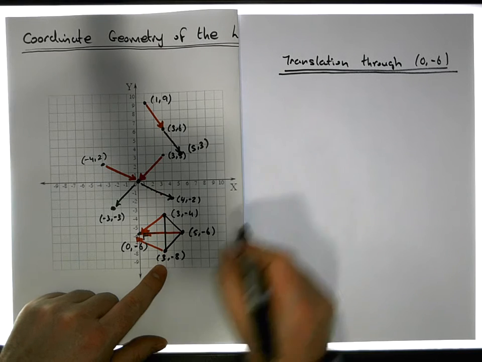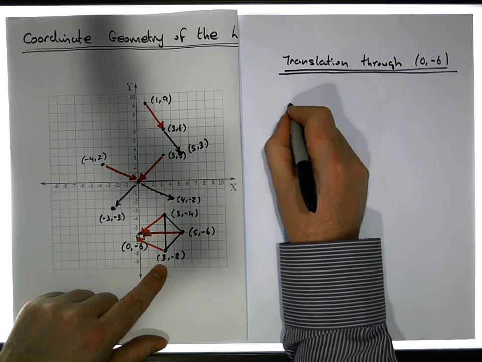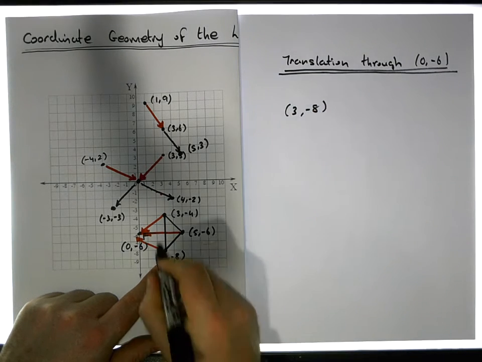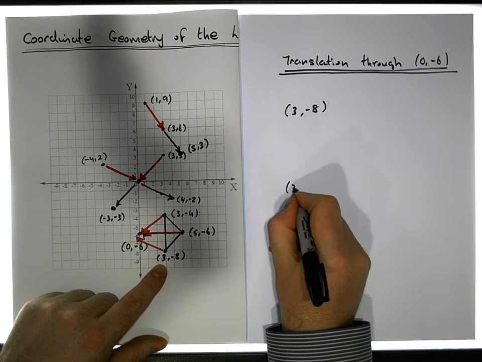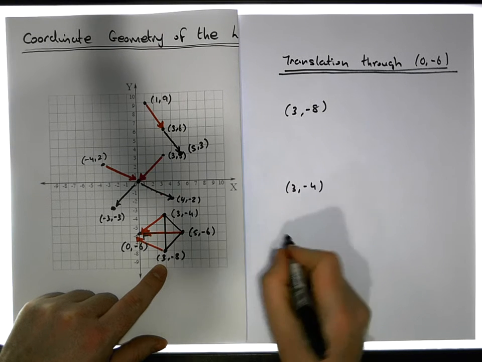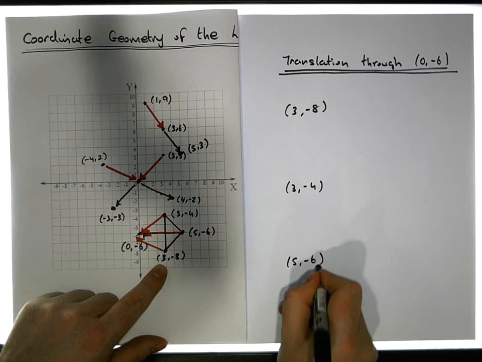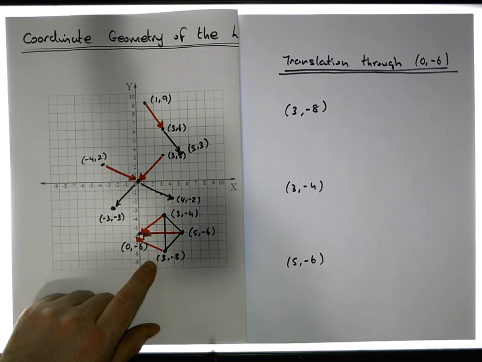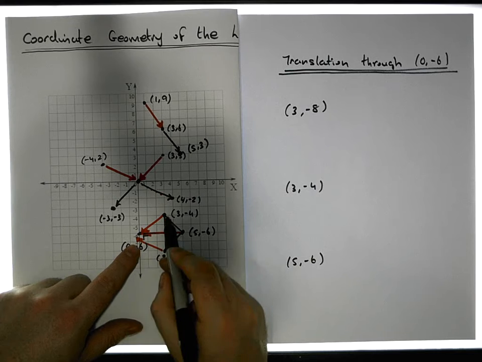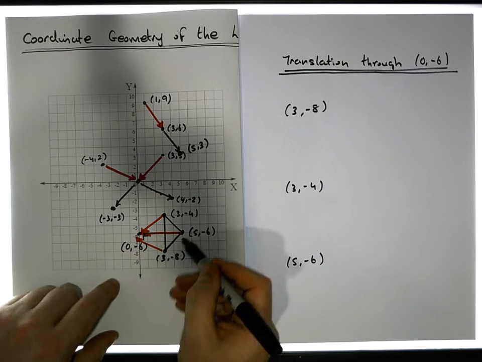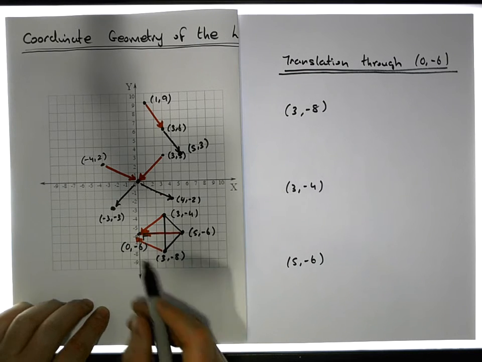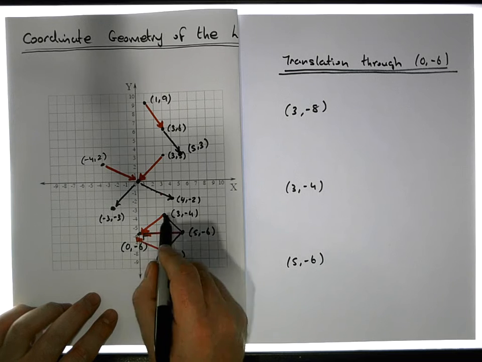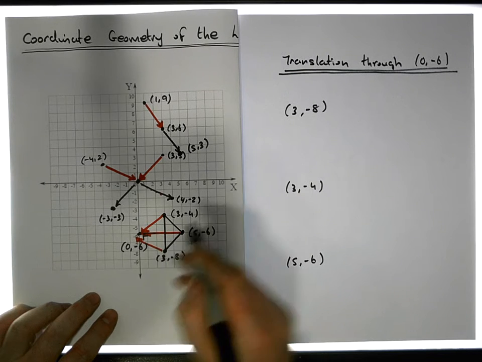Let's write them down. The first point is 3 minus 8. The second point is 3 minus 4. And the third point is, let's say, 5 minus 6. So let's see what happens. The first thing is, let's say we're going through in this direction here. So 3 minus 4 has to go through 0 minus 6.